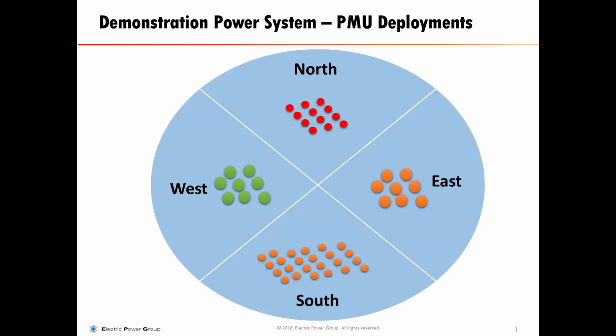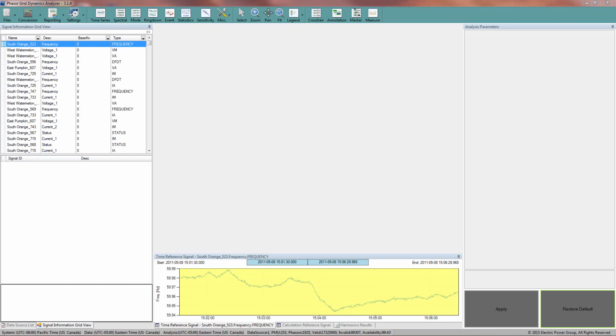For this demonstration, we have prepared an example data file of a fictitious power grid. In this example, the PMUs are deployed in 4 quadrants of the grid: north, south, east, and west. The PMUs are named apple in the north, pumpkin in the east, watermelon in the west, and orange in the south, each followed by a number. Here is the offline analytics platform for PMU analysis, Phasor Grid Dynamics Analyzer, or PGDA. It is now loaded with the example data file.